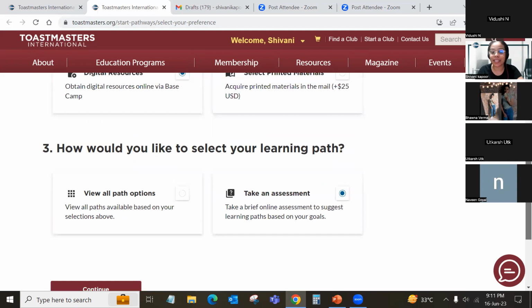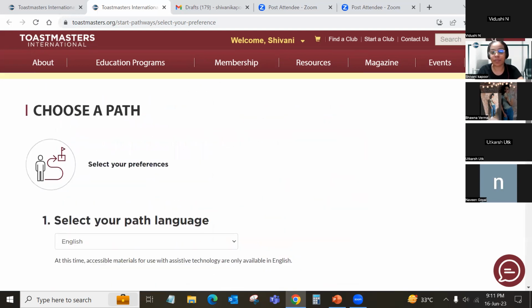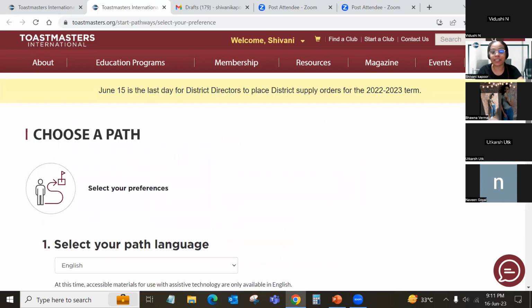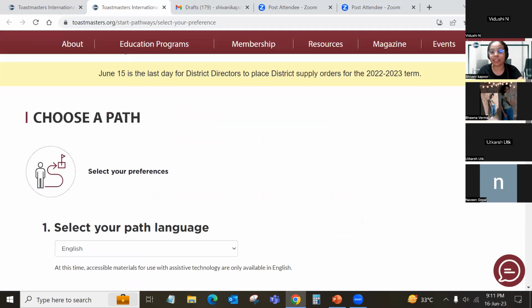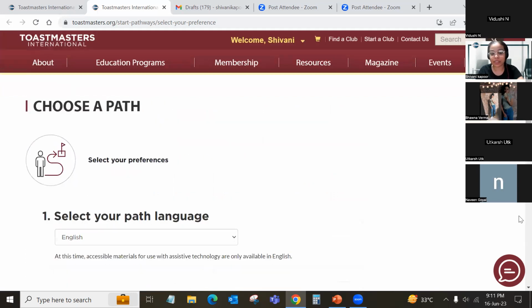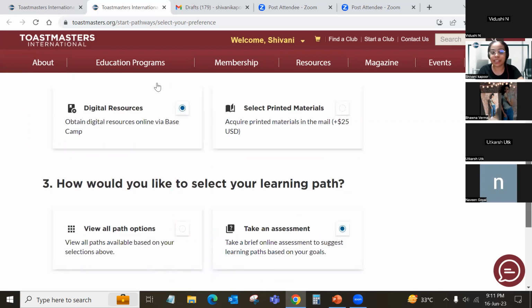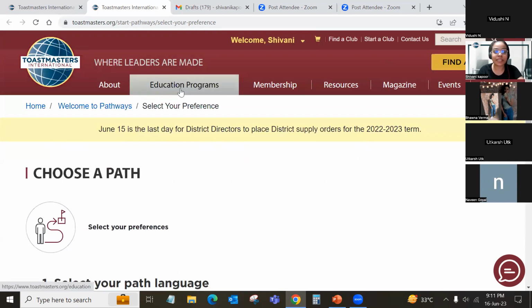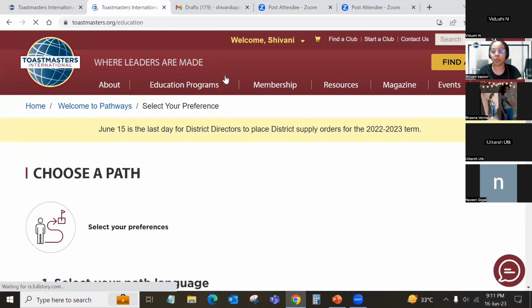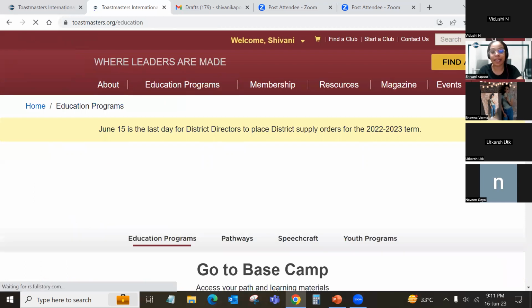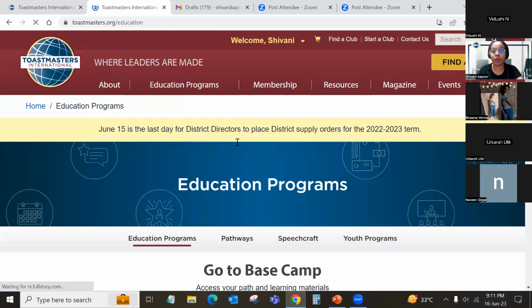Once your path is selected, this is the place where you have to come, education programs, and then scrolling down to choose a path, and this is how the screen appears. So this was the first thing that I wanted to tell you all. The second is, once you have selected your path, so now since I have selected my path, I just want to show you Basecamp.